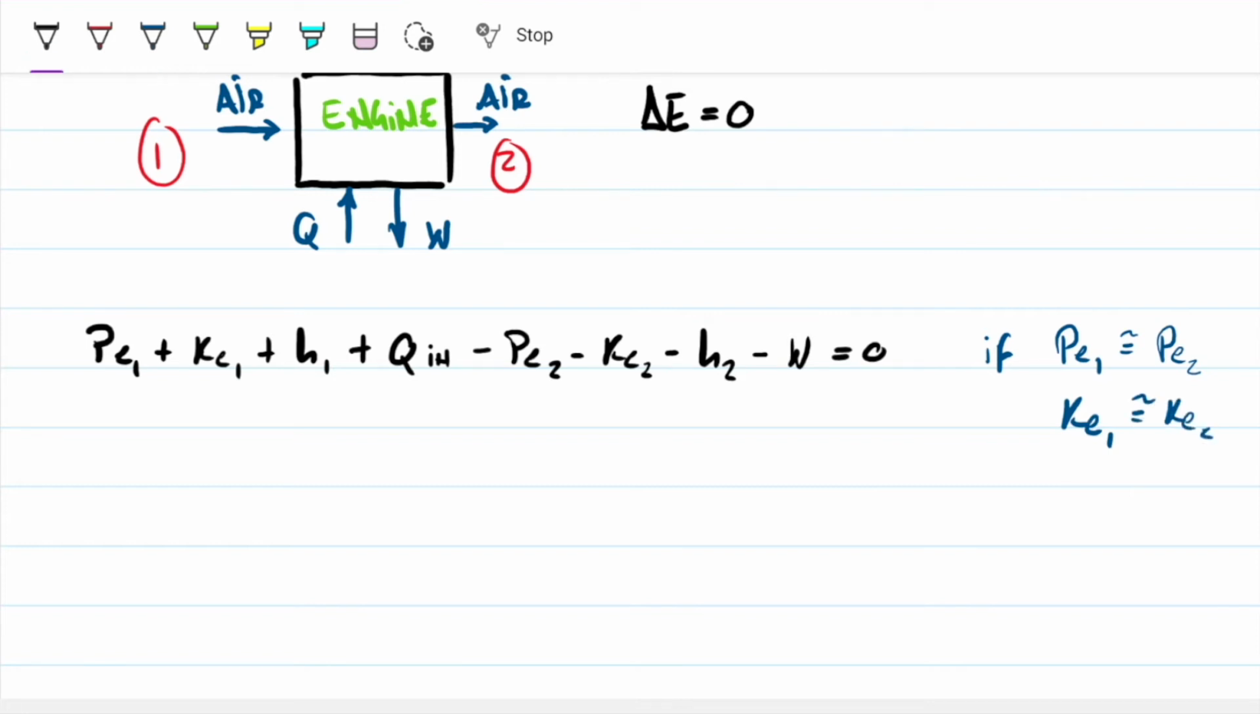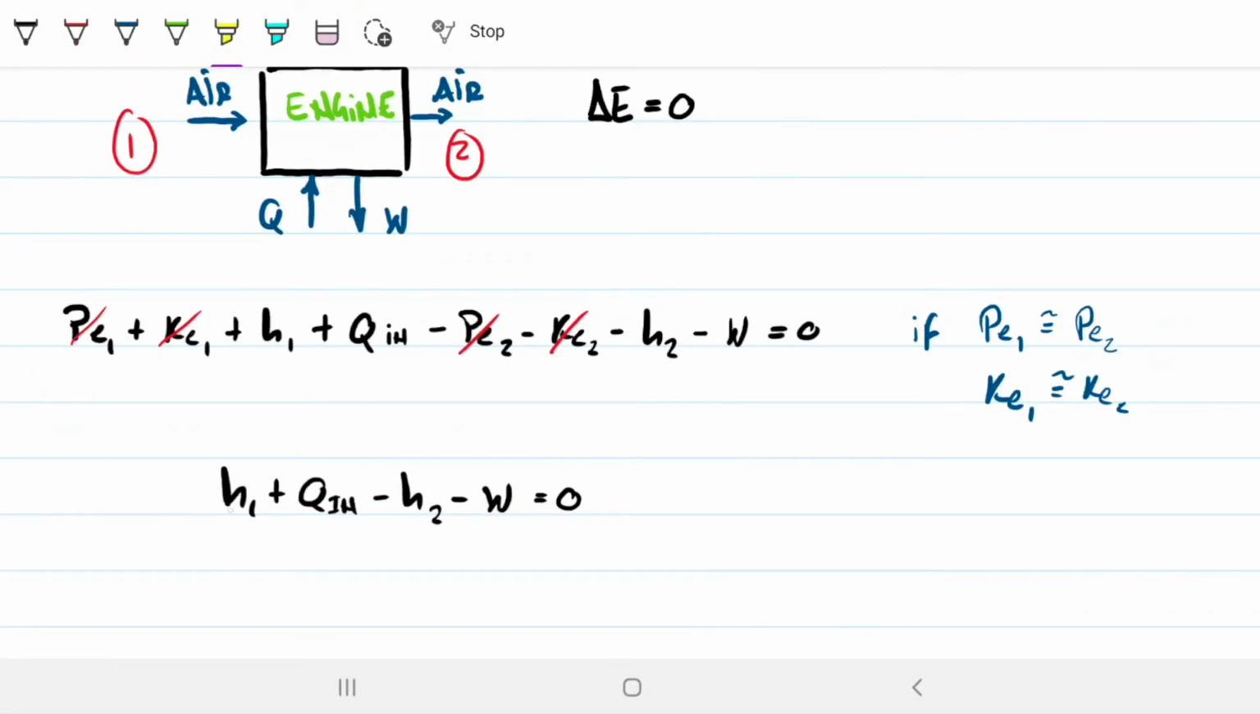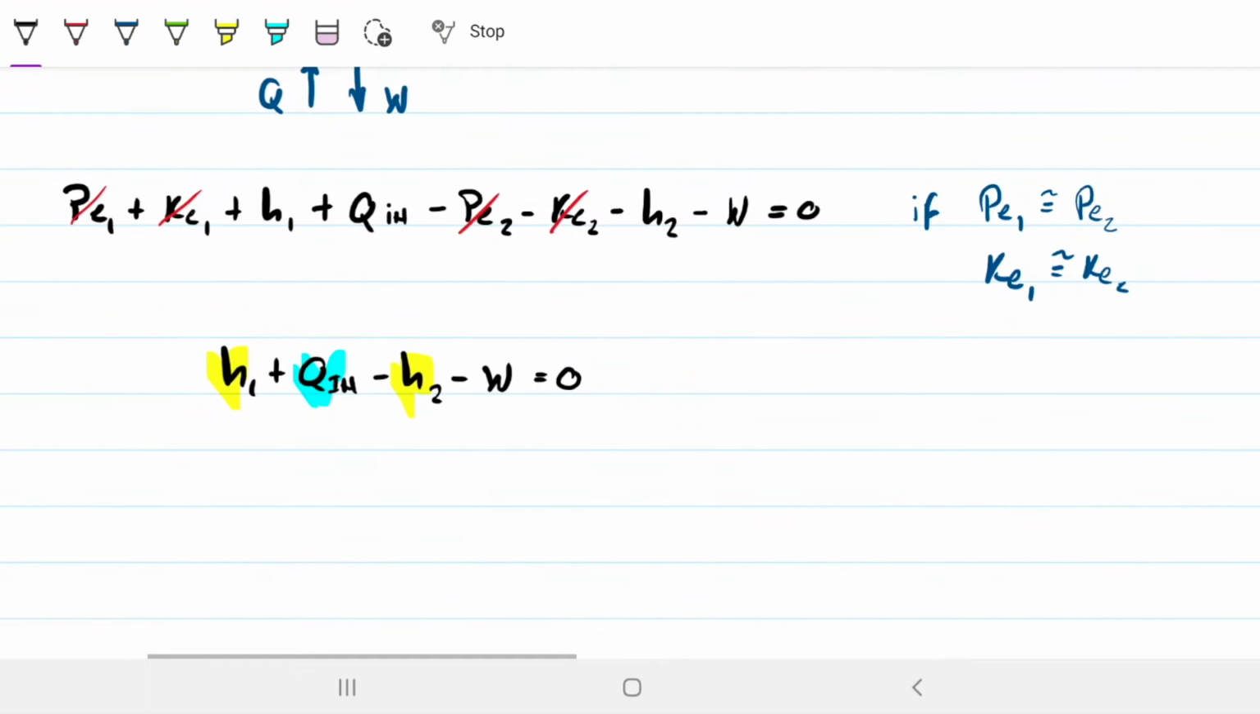Then we simplify things because this minus this is 0, and this minus this is 0. This is rewritten in a very simple form, which is just the enthalpy 1 plus the heat going in minus enthalpy 2 minus work going out has to be equal to 0. If you think about it, what we're saying here is that the change in enthalpy, this guy minus this guy, plus the heat that's going in is equal to the work that's being outputted, right? That's, again, the first law of thermodynamics, another way to think of it.